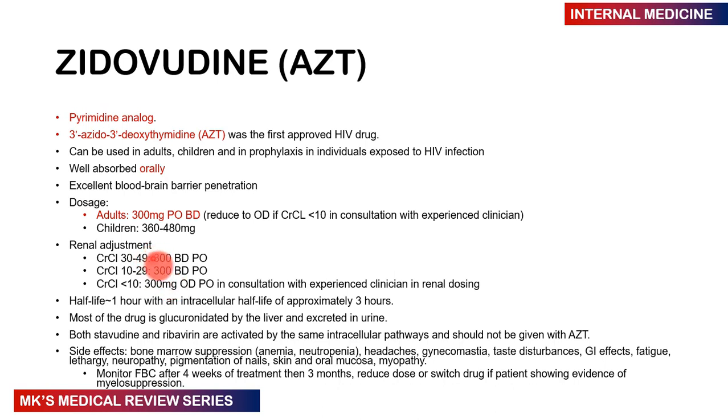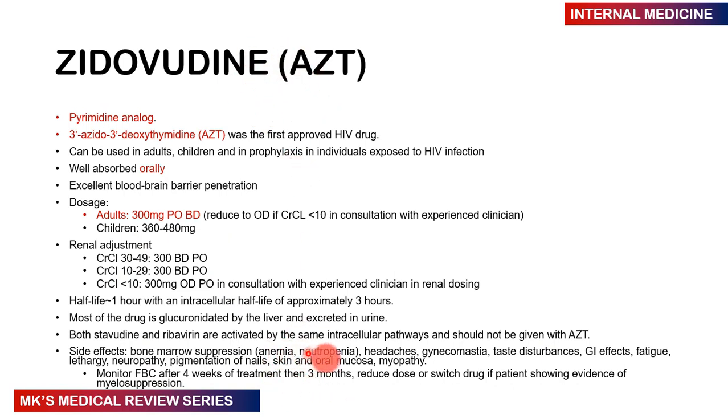The half-life is approximately 1 hour within the body, but within the cells the half-life is much longer, about 3 hours. Most of the drug is glucuronidated by the liver and excreted in the urine. Both stavudine and ribavirin are activated by the same intracellular pathway, so they should not be given with AZT. Some side effects include bone marrow suppression. It is quite significant with zidovudine, so you may see things like anemia and neutropenia.